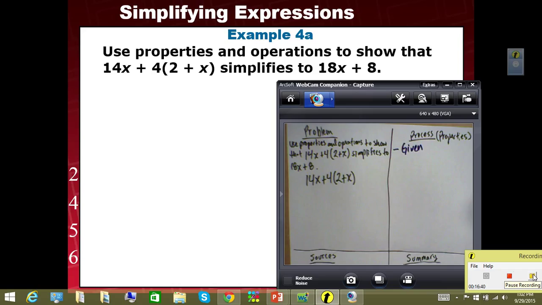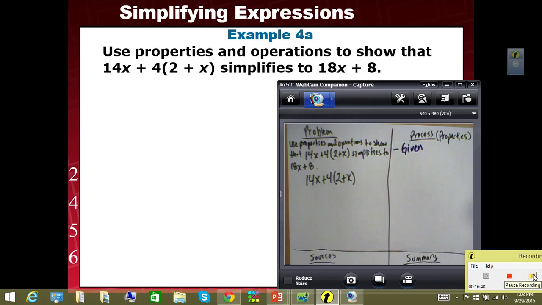All right. What is the second property, Santiago? Associative. So underneath that, associative property of addition. I'm doing that in blue, which means I group these, and now I can combine. So what is 14x plus 4x? That's 18x plus 8. All right? Can we do anything else? No. So at the end, let's just write simplified. Simplified. All right.